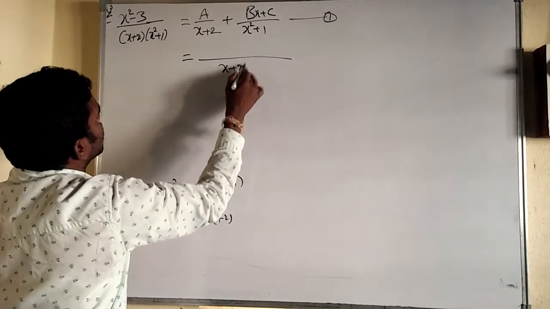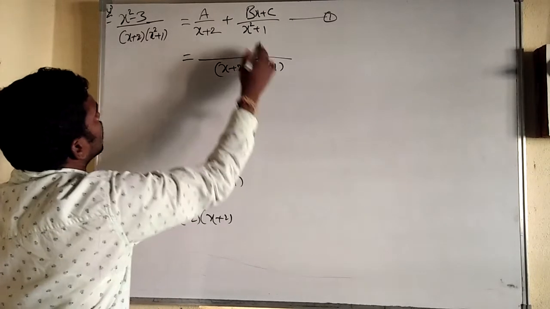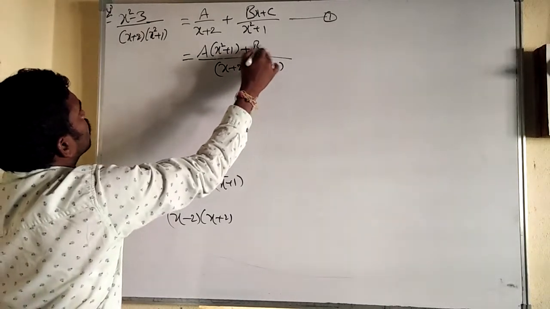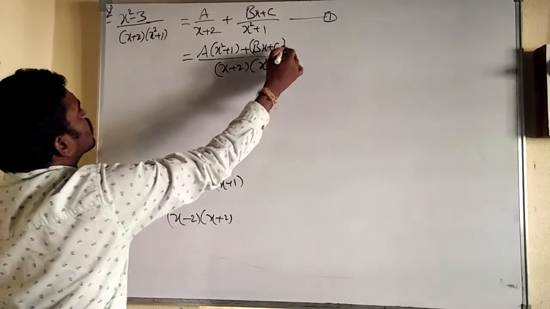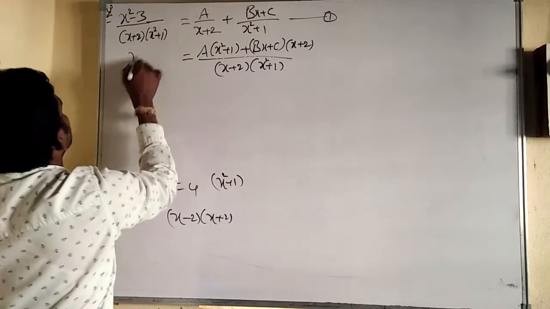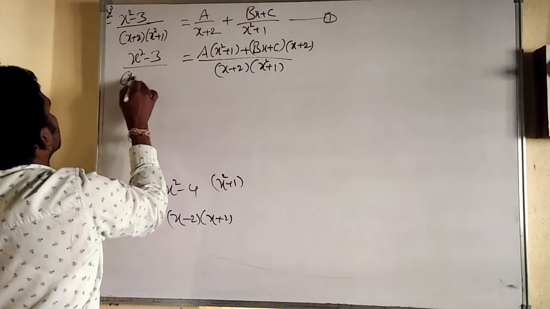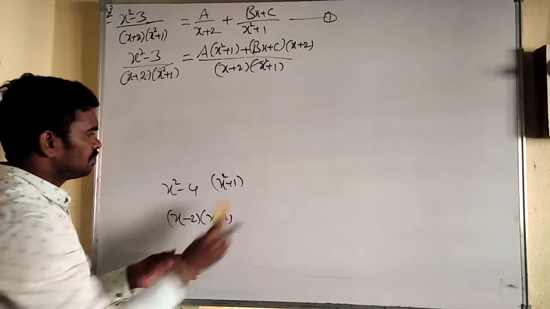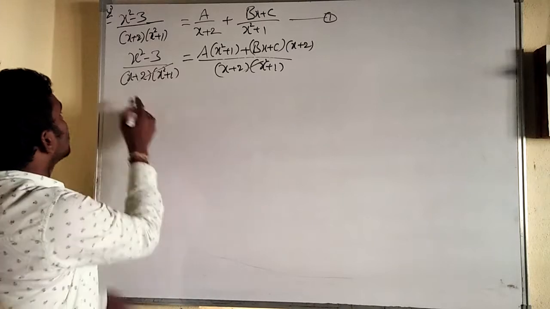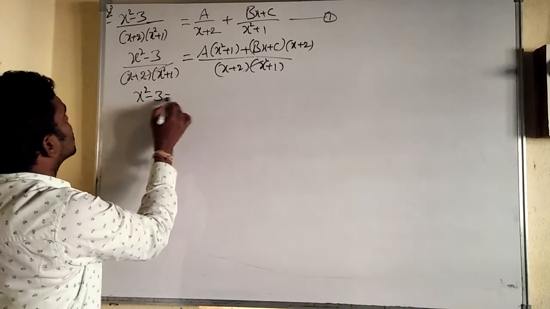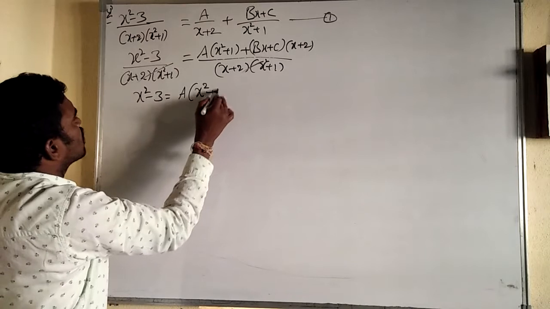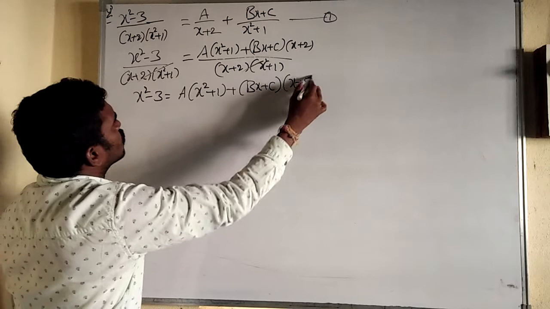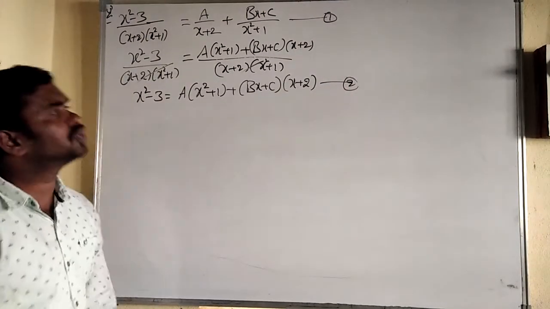LCM is (x + 2)(x² + 1). So x² + 1 into A, so A(x² + 1) + (bx + c)(x + 2), which is equal to (x² − 3) / ((x + 2)(x² + 1)). Both denominators are the same, so they get cancelled. Now equation 2 will be x² − 3 = A(x² + 1) + (bx + c)(x + 2).